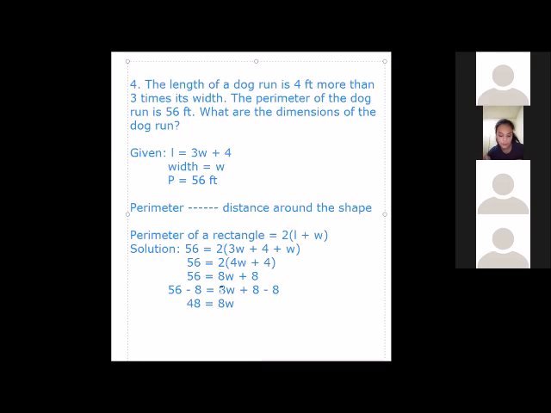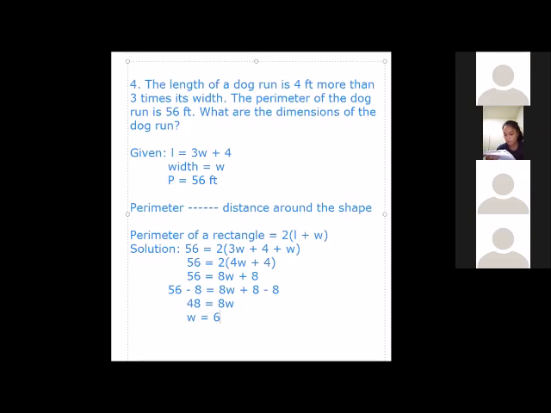Maybe Hannah can continue. Now we have 48 equals 8W. 8W divided by 8 equals W, and 48 divided by 8 equals 6. W equals 6. Very good. When we divide both sides, we are using the multiplication property of equality. We multiplied both sides by 1/8 so that we cancel the 8 beside W. Okay? So W equals 6.